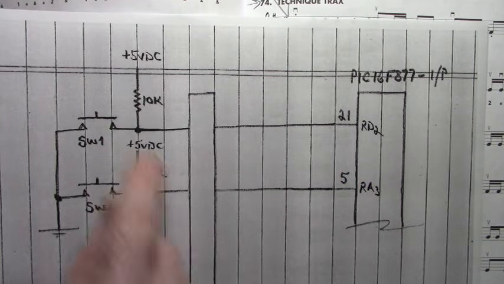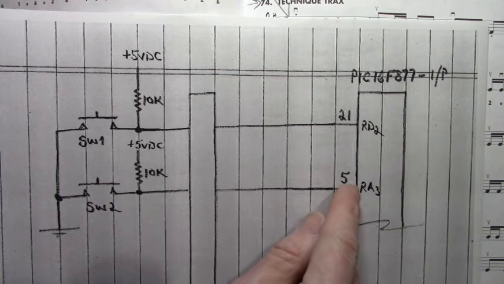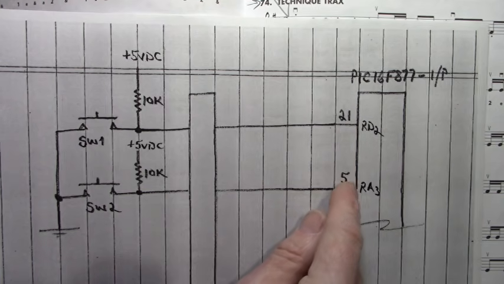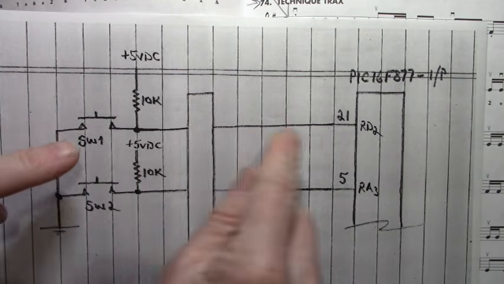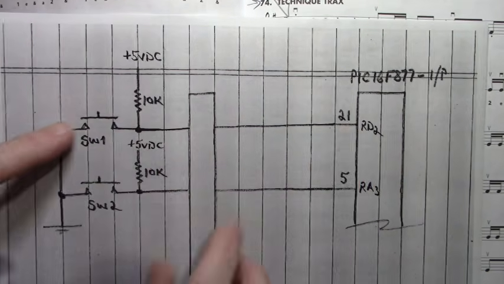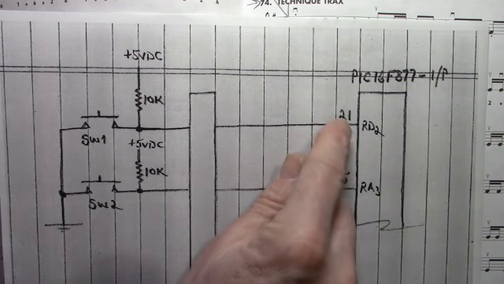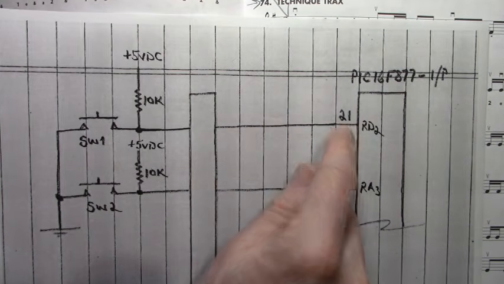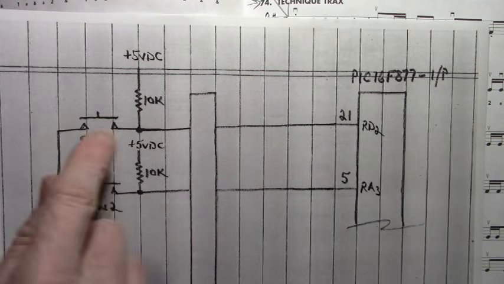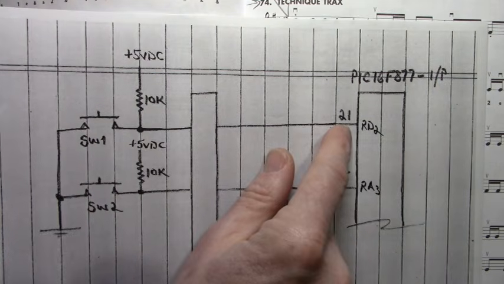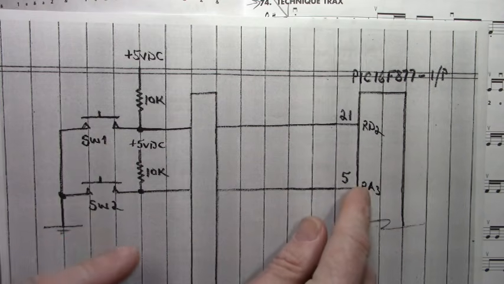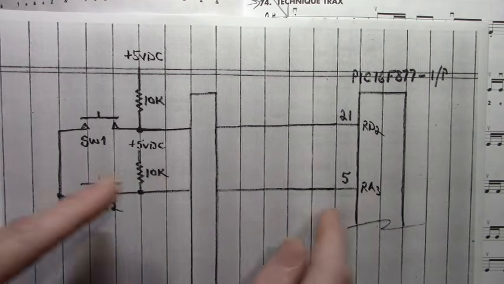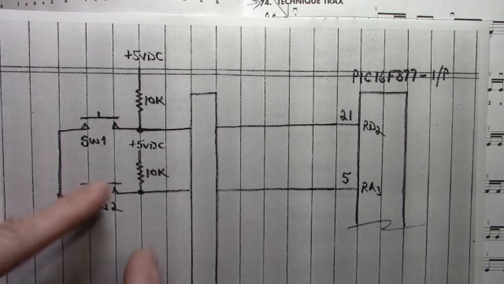F877-I/P. This point right here would be a logic 1, plus 5 volts. When I push switch 1, this point right here would be pulled to ground, and we would have logic 0 right there and a logic 1 right there. And release this switch, this goes back to logic 1. We push switch 2, and now pin 5, port A3, would go logic low through the switch.